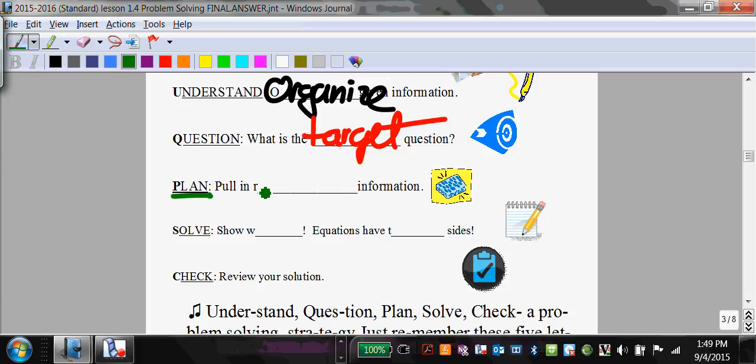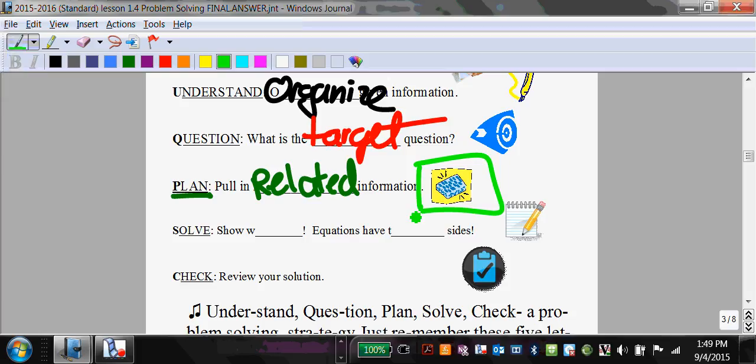Plan. Formulating a plan. You ask yourself, pull in related information. You're going to see this symbol. Squeeze the sponge. So that's behind everything.